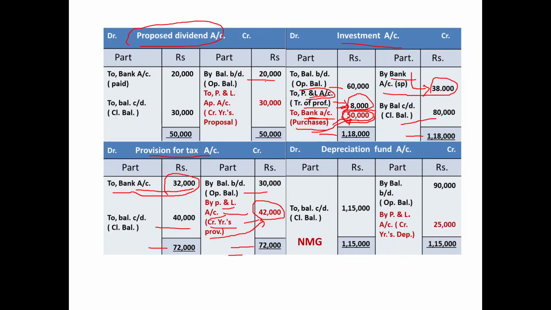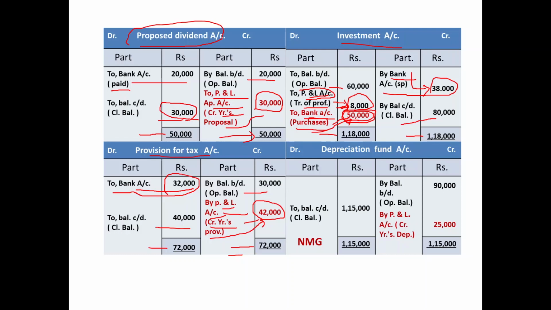Opening balance 20,000, closing balance 30,000 given in the balance sheet. First journal entry: proposed dividend account debited 20,000 to bank account credited 20,000, paid for the last year. Close the account, the debit side looks bigger, 50,000, put it on the credit side 50,000. That gives the balancing figure on the credit side 30,000. It must be the current year's proposal, which was made by debiting profit and loss appropriation, and at the end of the year it remains here as the closing balance.